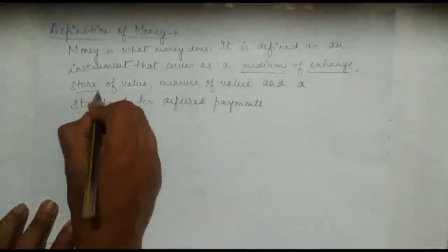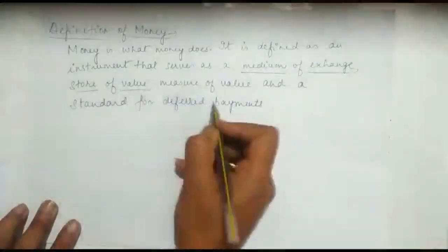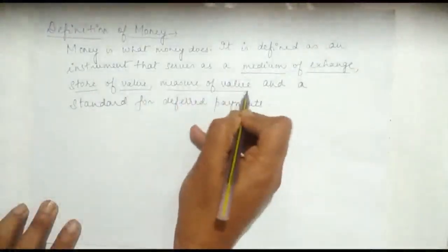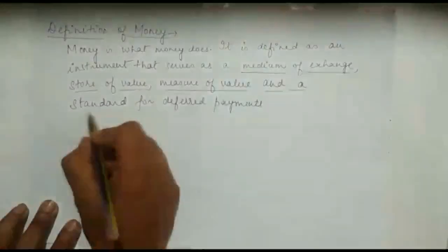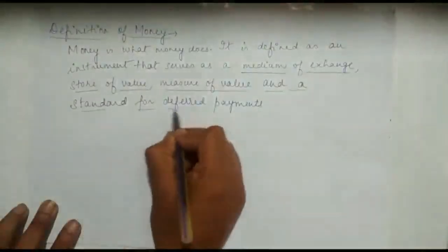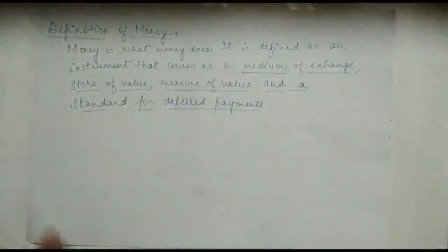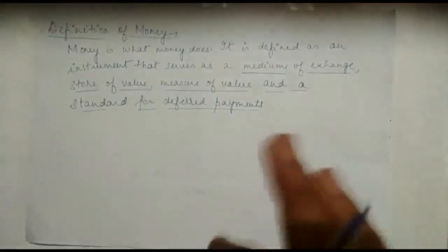Under the barter system, it was a disadvantage. Store of value, this was also a disadvantage. Measure of value, money is also a measure of value, one single unit. And it is also a standard for deferred payments. So this is the definition of money which you have to learn.